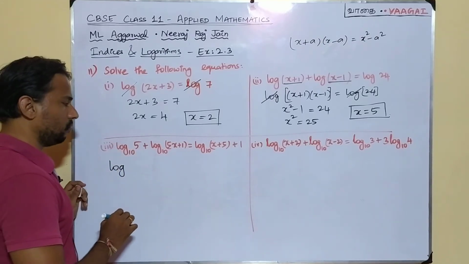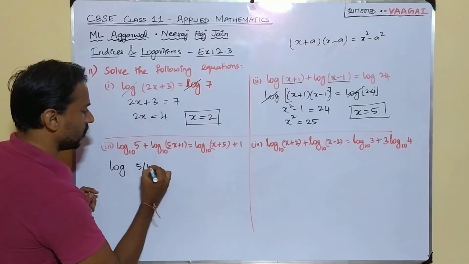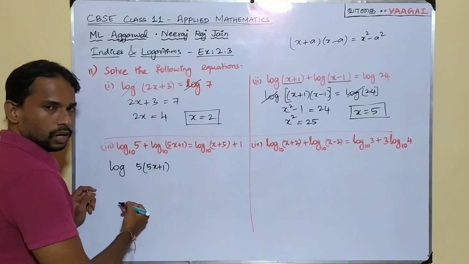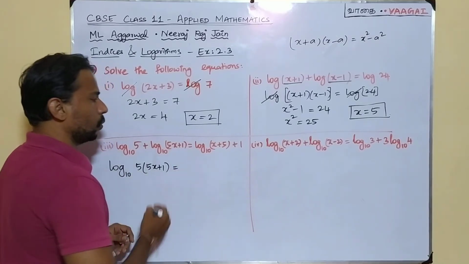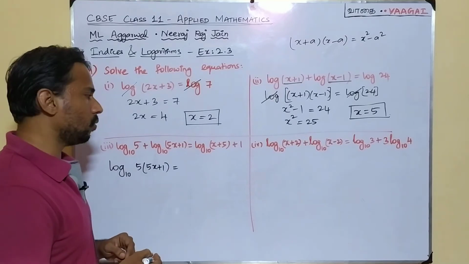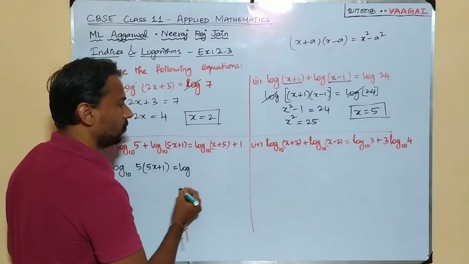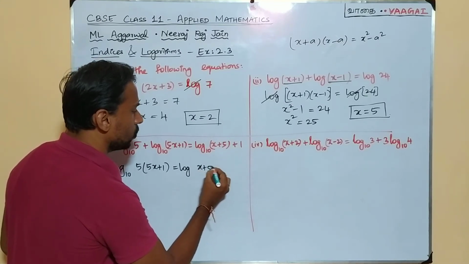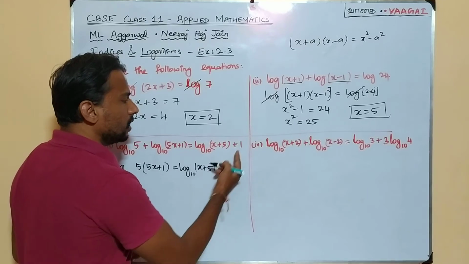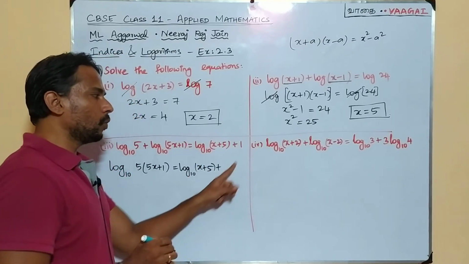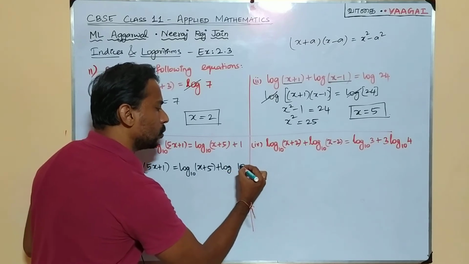We will have log of 5 into 5x plus 1 to the base 10, is equal to, now come to the right hand side. Right hand side also, what we can do here? Here we can do log of x plus 5 to the base 10, and here we have plus 1. So now I am going to rewrite this plus 1 as log 10 to the base 10.